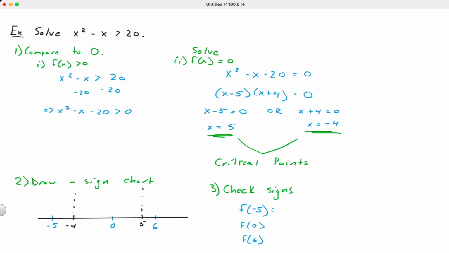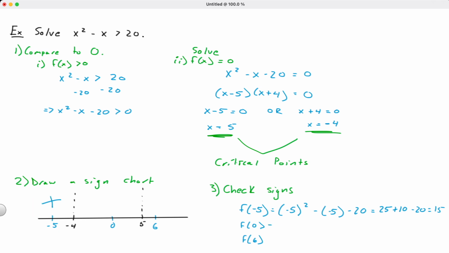And so if we plug those values in, if we evaluate our function at those different values, -5 would give us -5 squared minus -5 minus 20, or in other words, 25 plus 10 minus 20, or 15, which would be a positive number. And so we'll go ahead and write a plus sign here to represent that every value in this region is positive.